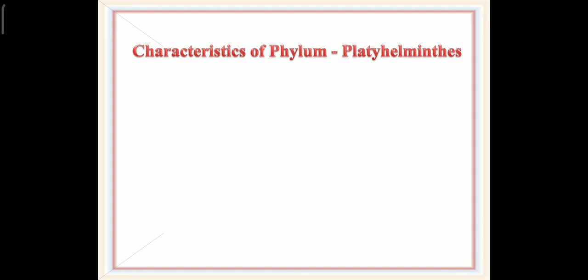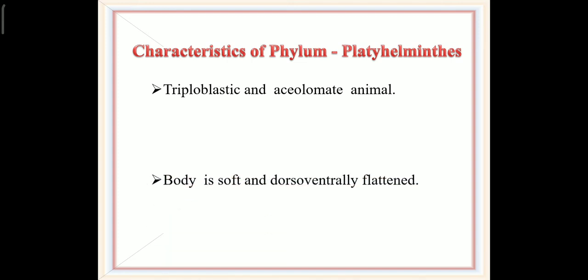Now let's discuss some of the important characteristic features of the Platyhelminthes. They are triploblastic and acoelomate animals. They don't have any coelom or body cavity, and they are triploblastic because during the embryonic stages, the embryonic cells are arranged into three layers: ectoderm, mesoderm, and endoderm. That's why they are triploblastic.